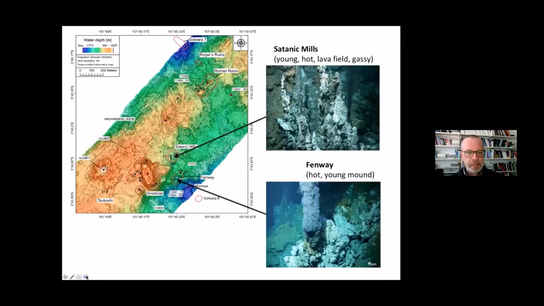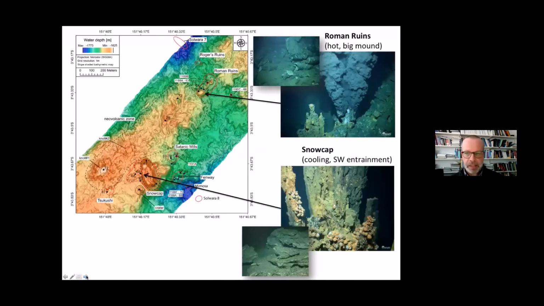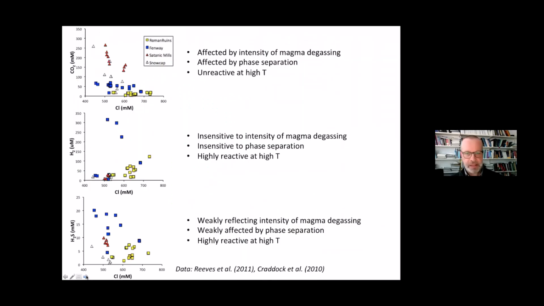This is the last topic that I have in my lecture, and actually the time is up, so I'll make this super short. I'm looking at different parts of the Manus vent site on the Pual Ridge, and we are looking at, again, salt and gas, and we see that the gases all show different things, right?